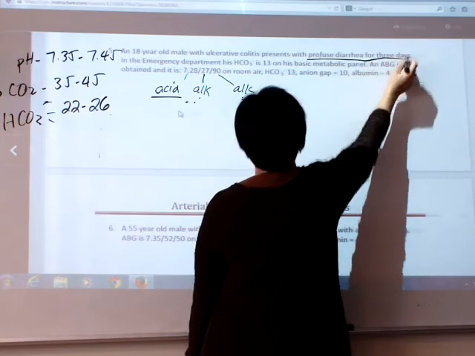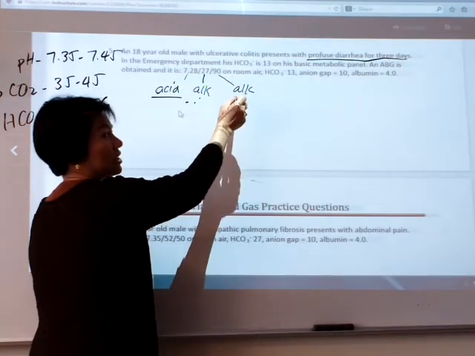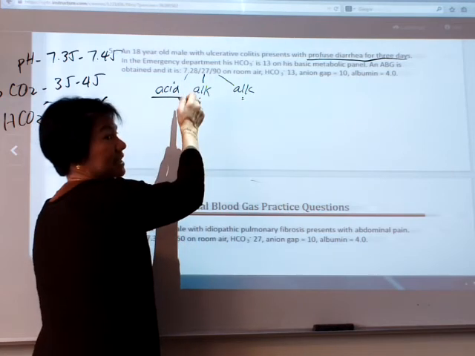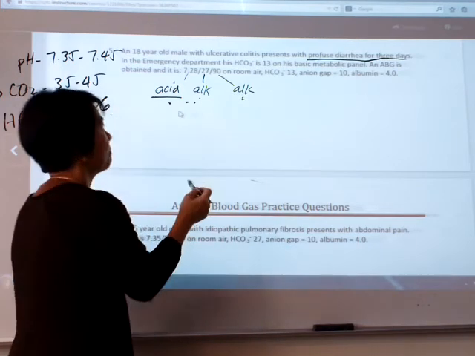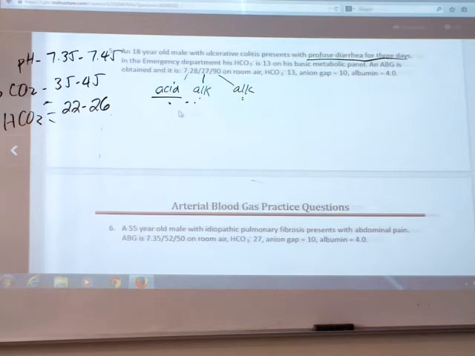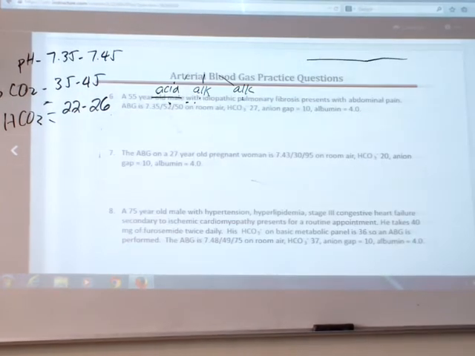Profuse diarrhea for 3 days. So what are you going to write? Metabolic acidosis because the pH is low. Uncompensated. You can also write, as some people may want to, combined metabolic and respiratory acidosis, uncompensated. Is that okay? Yeah, that's okay. Or because of the picture, you just write metabolic acidosis, uncompensated. How about this one?